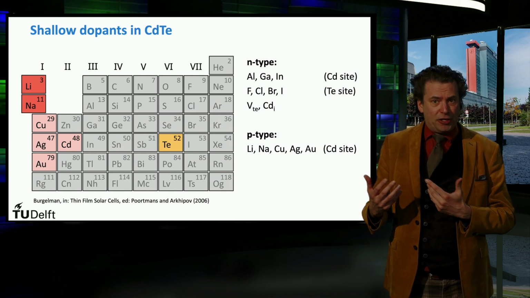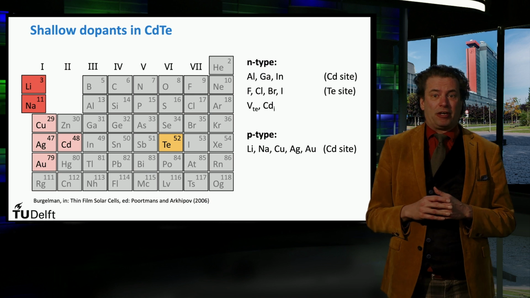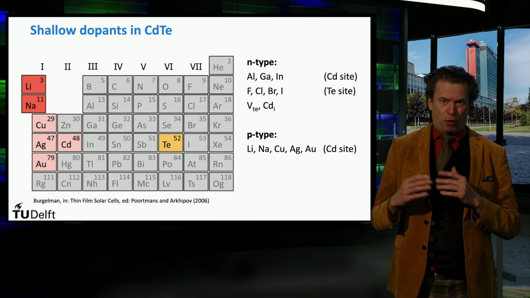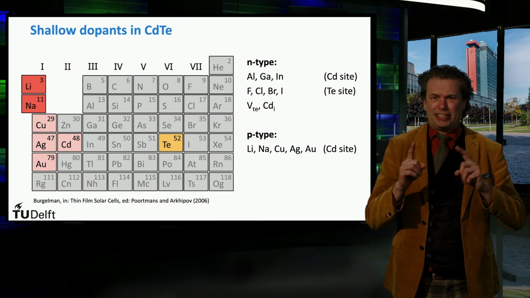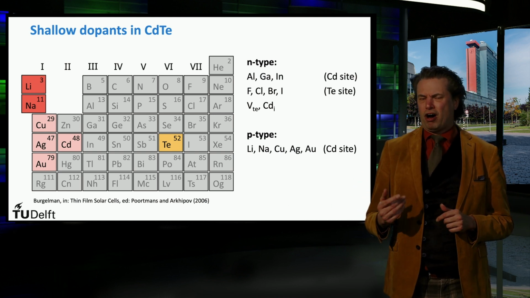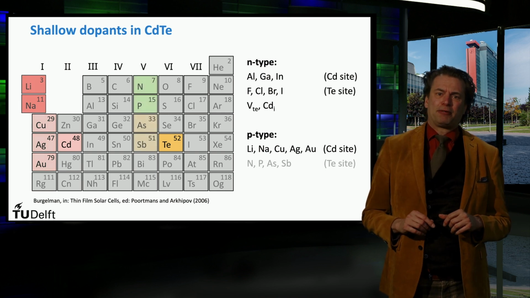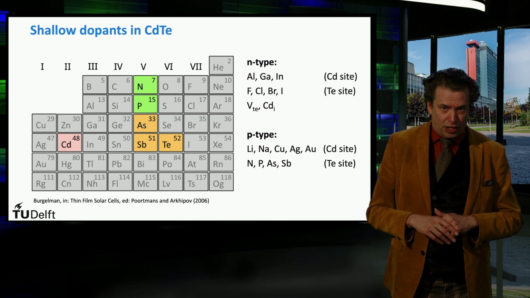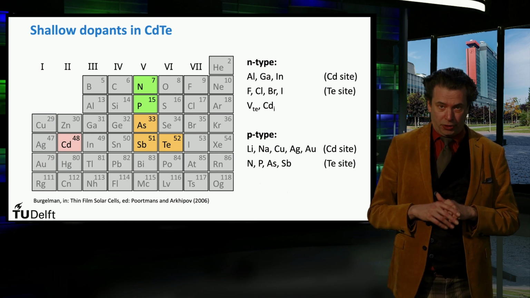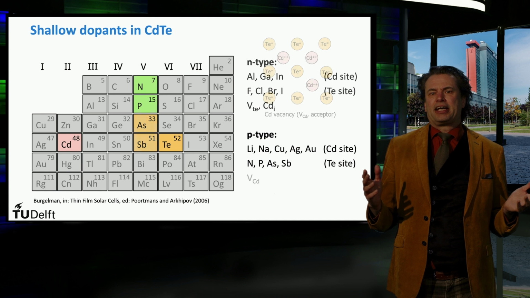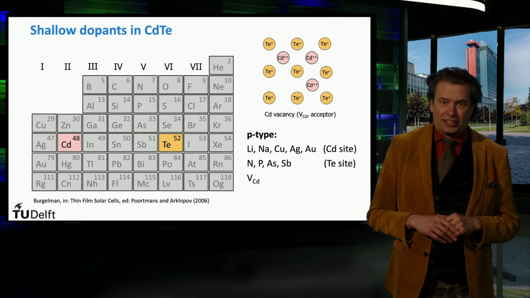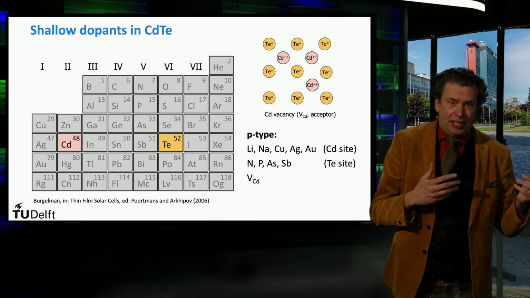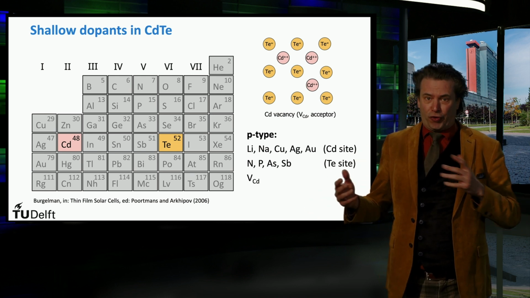Copper is a frequently used acceptor element in cadmium telluride solar cells, but it's very important to limit diffusion of copper into other device layers, as this will degrade the performance of the cell. Acceptor atoms on a tellurium site can be, for instance, phosphorus, arsenic, or antimony. Finally, a cadmium vacancy will act as an acceptor type defect because if this cadmium atom was present, it would contribute with 2 free electrons.